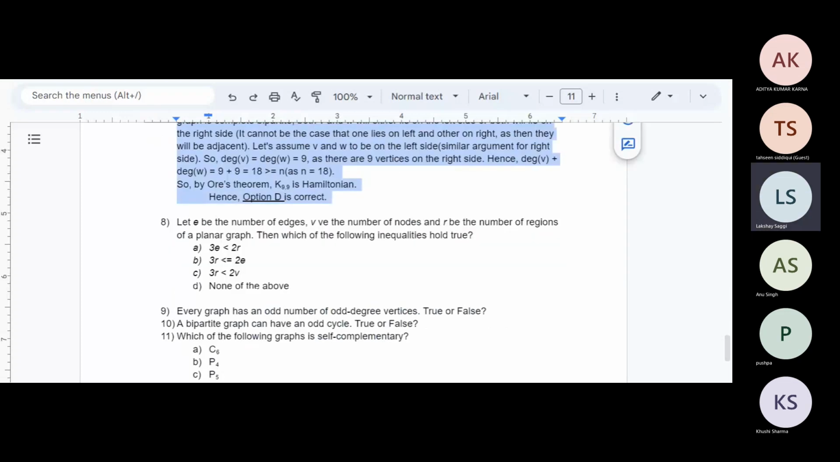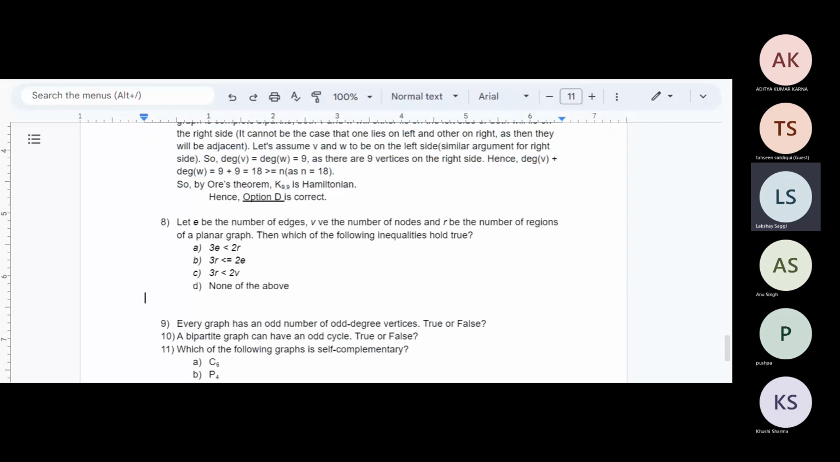So let's move on to this question. This question is just a straightforward application of something which we have already learned in lecture. I just want to remind you about this formula. Let E be the number of edges, V be the number of nodes, and R be the number of regions of a planar graph. We already know what a planar graph is, which can be embedded in a plane. Then which of the following inequalities holds true?